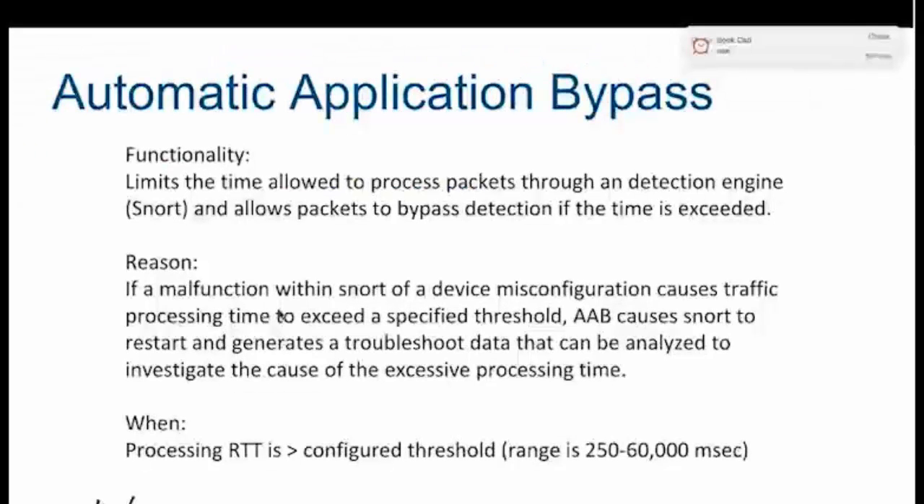Okay, so the next feature is the automatic application bypass, which usually tests the latency in the traffic. Let's assume there's traffic coming to the Snort engine, and that traffic is taking a longer time than expected. When the traffic comes to the detection engine, it reassembles the packets and then tries to match the rule.